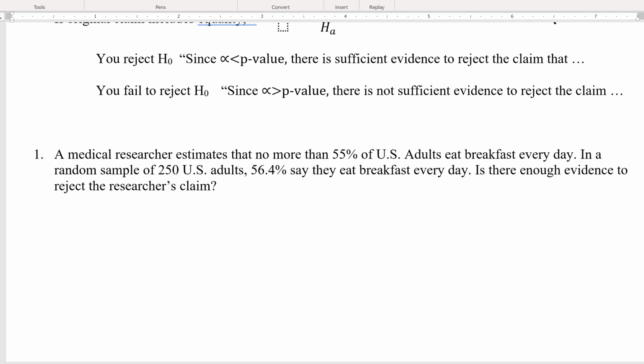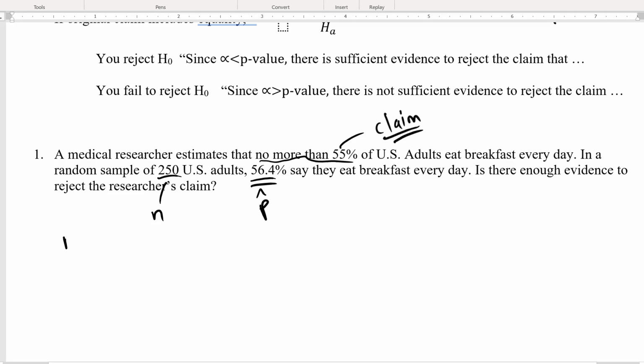So a medical researcher estimates no more than 55%, there's that stupid phrase again, of U.S. adults eat breakfast every day. This is a claim. Okay? In a random sample of 250 U.S. adults, that's a sample size, 56.4% say they eat breakfast every day. This right here is not a claim. This is actually from a sample, right? So this is a sample proportion. This is a p-hat. Is this enough evidence to reject the researcher's claim?